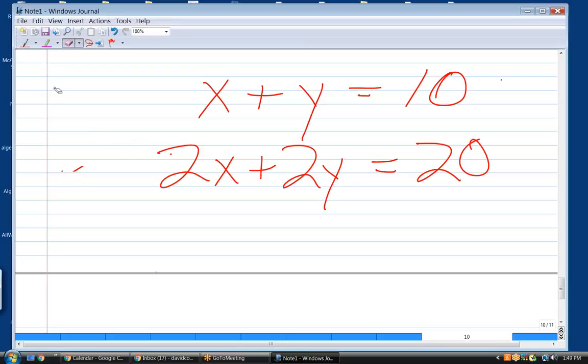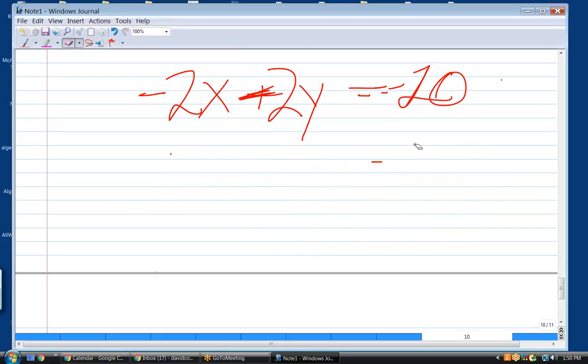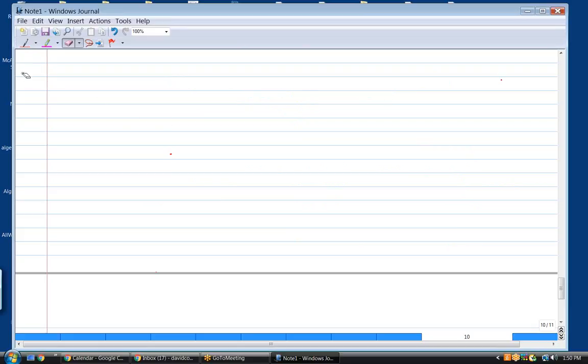Well, if I try to solve this, the way I would try to solve it is multiplying the top by minus 2. So I get minus 2x minus 2y equals minus 20. And now when I go to add the equations, I get 0 equals 0. So I don't solve for anything, and I can't, because I don't have two independent equations. You have to have a separate, different equation. It cannot just be a multiple of the first one.